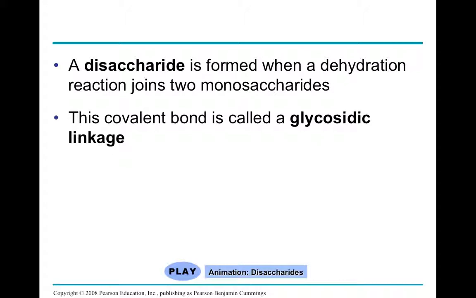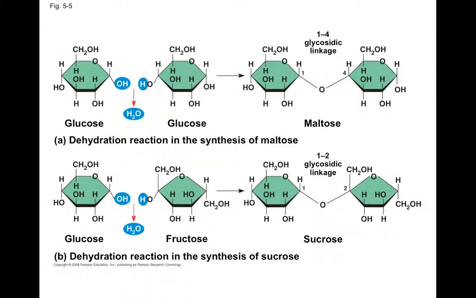Alright, a disaccharide is formed when you have a dehydration reaction, so taking out water to join two things together. A dehydration reaction joins two monosaccharides, and this covalent bond is called a glycosidic linkage. Here's a couple of examples. Joining two glucose monomers together, taking out the water, forms a disaccharide called maltose. And here's another example, glucose and fructose. Remove the water there, and now you have sucrose. I'm sure you guys recognize all these names, at least you've seen the names before. That's how you get them.